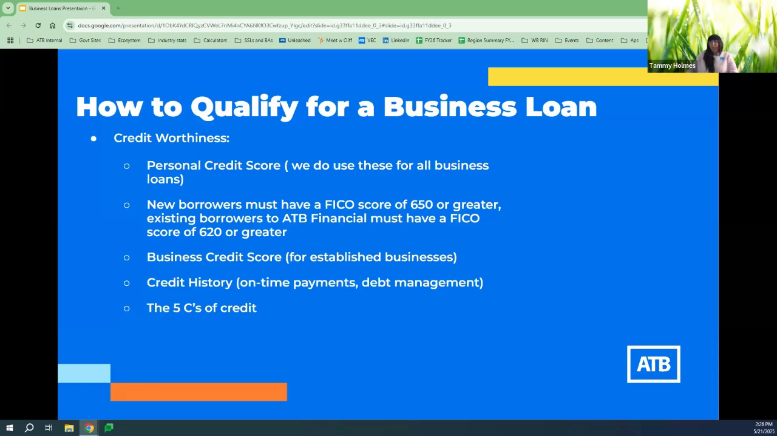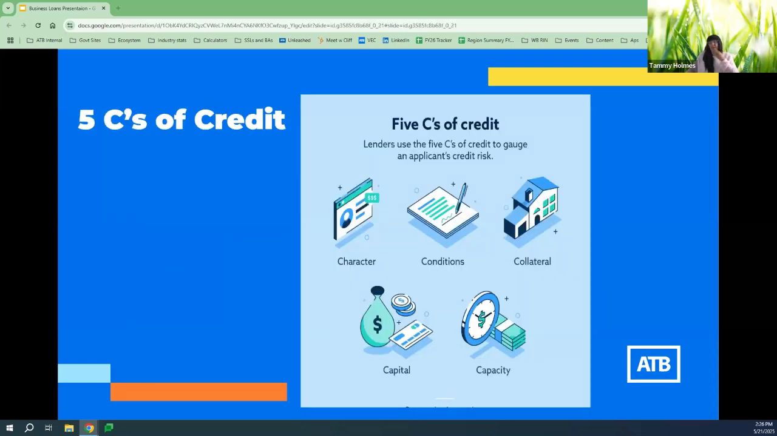And then the other thing we look at for qualifying is the 5 C's of credit. And that is super important when we're looking at, can we lend to a business? So we look at character, conditions, collateral, capital, and capacity when we're looking to lend to businesses. And of course, again, for new startups, these would be the 5 C's of personal credit, because we wouldn't have a lot of history to go on for the business. Character, of course, is your character. How is your ability to pay? Do you make your payments on time? Do you default on any payments? So those are super important when we're looking.